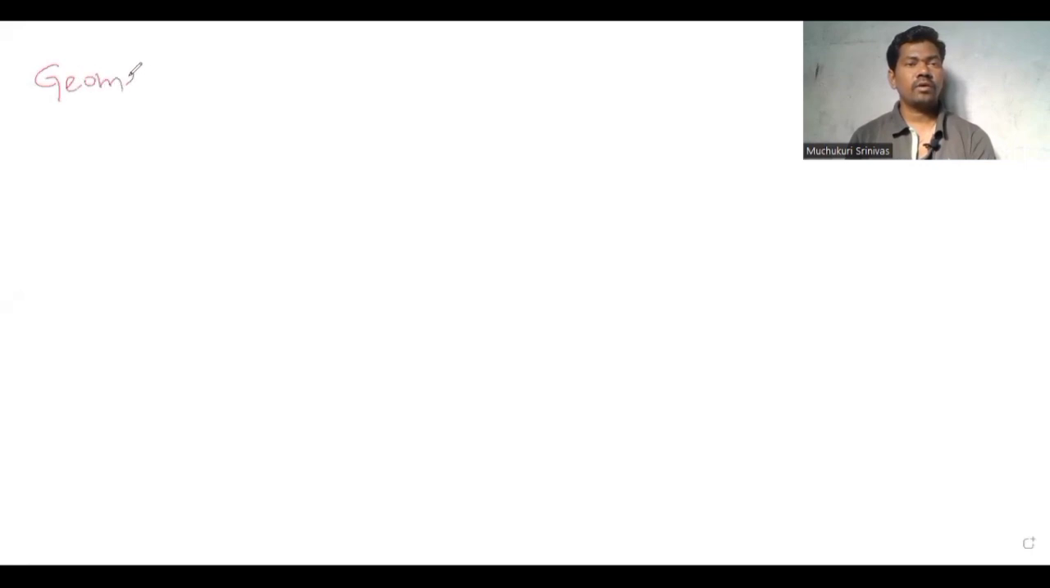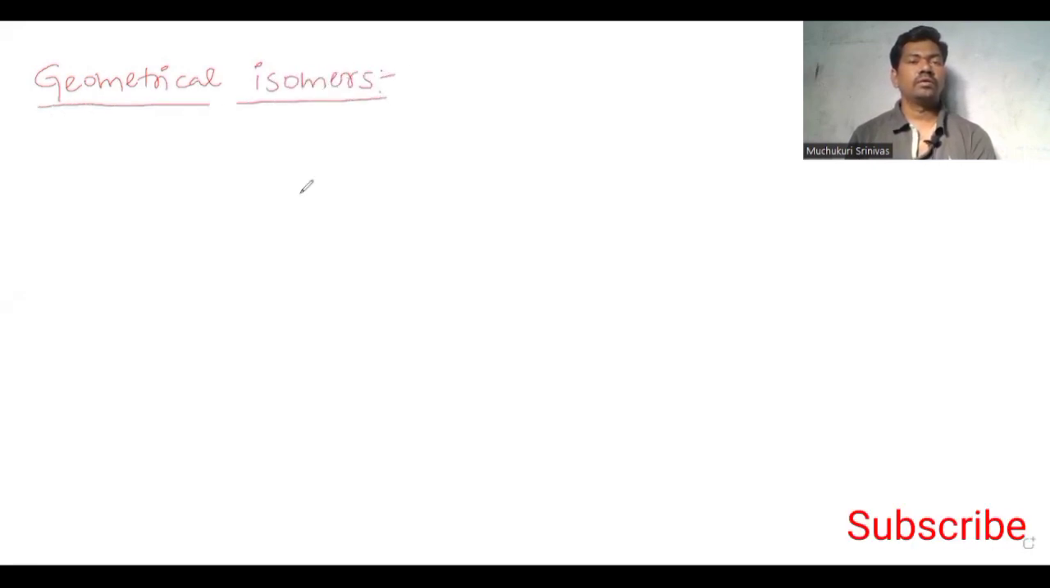Hello students. In this session, we shall discuss how to find geometrical isomers. In general, geometrical isomers are of two types, mainly cis isomer and trans isomer.